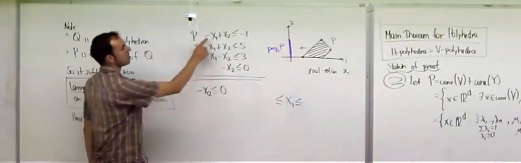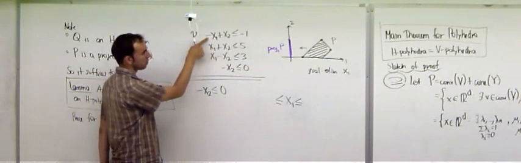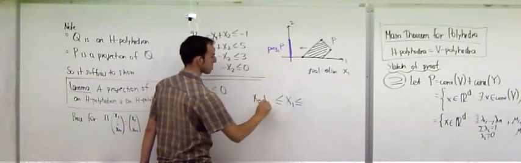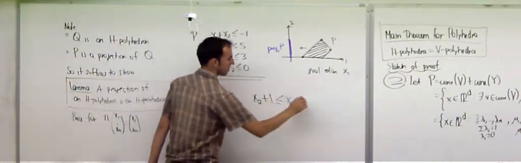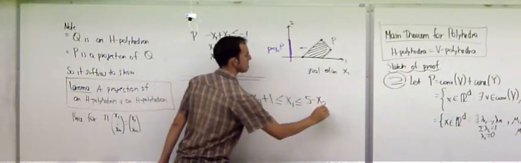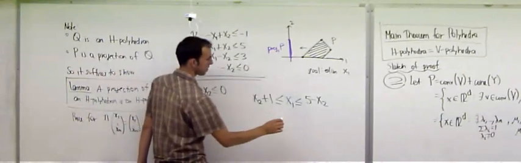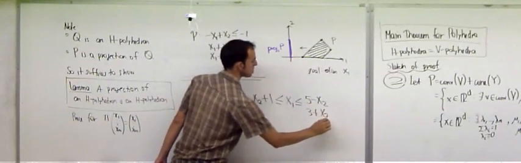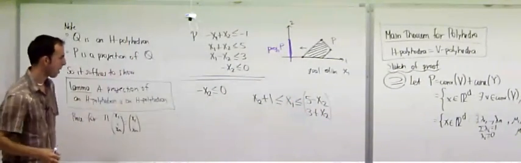So for example, this inequality tells me x1 is bigger than or equal to x2 plus 1. This inequality tells me x1 is less than or equal to 5 minus x2. And this inequality tells me x1 is less than or equal to 3 plus x2.